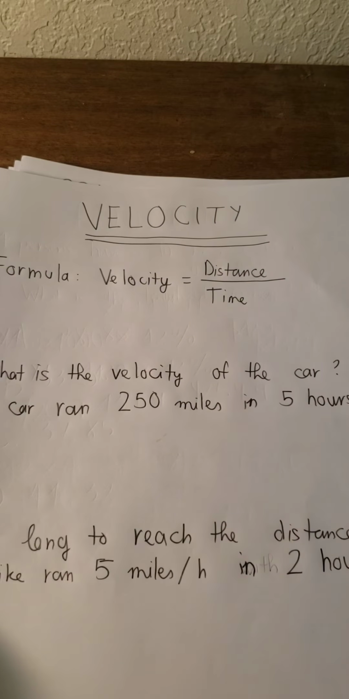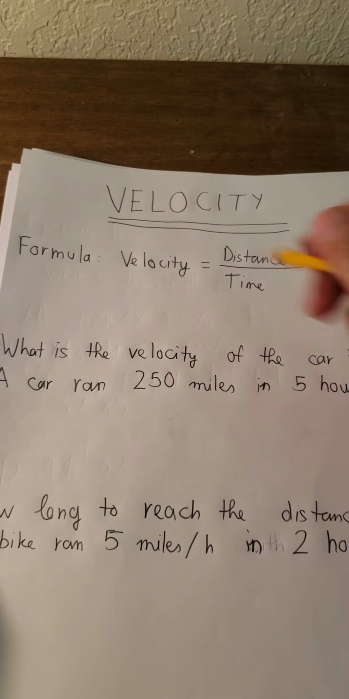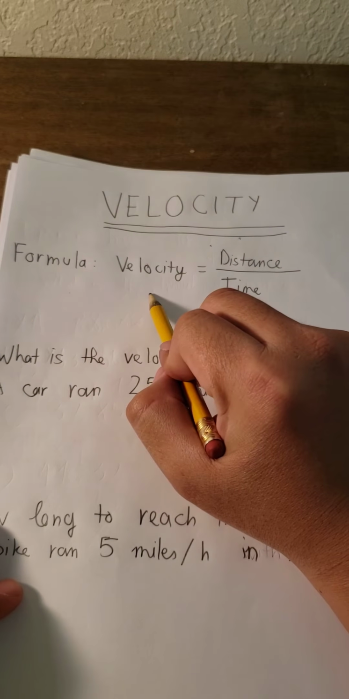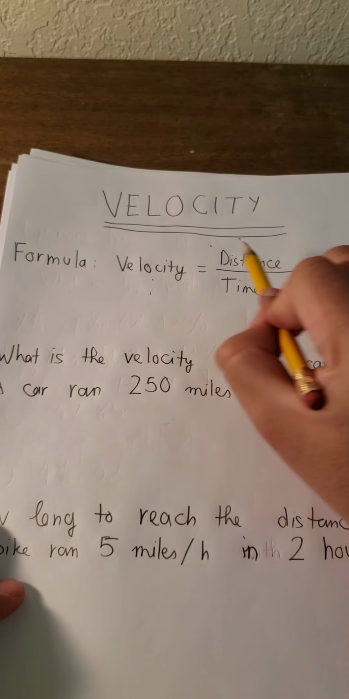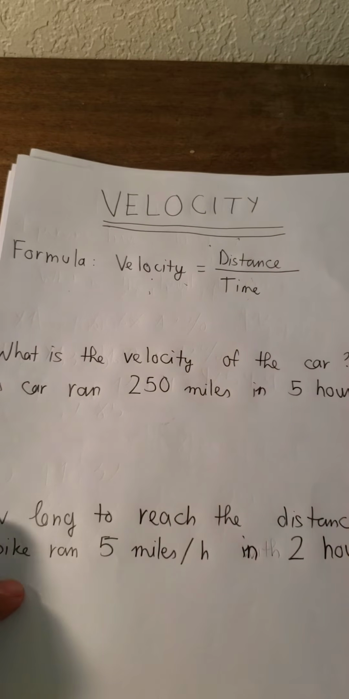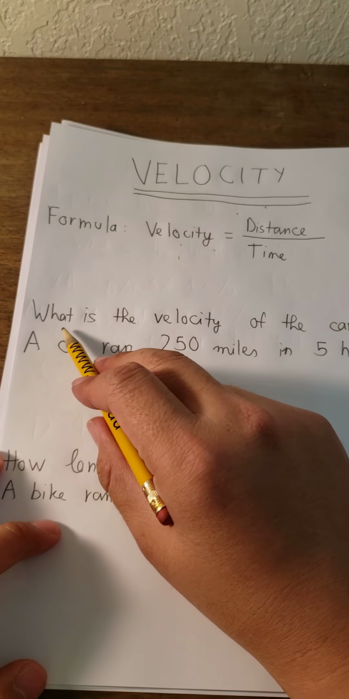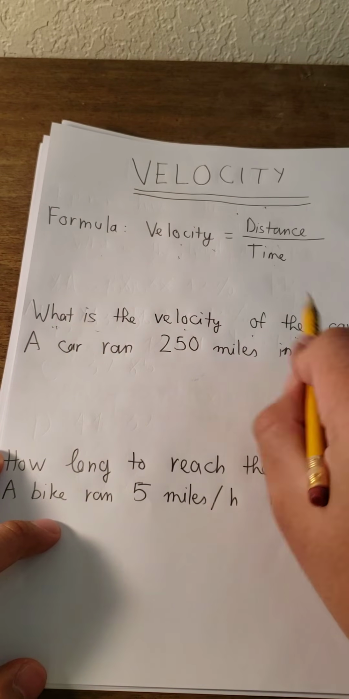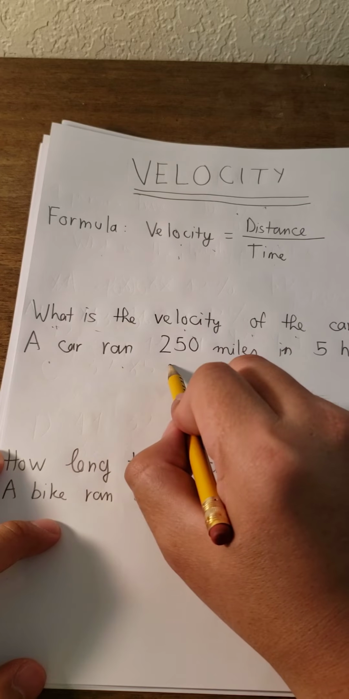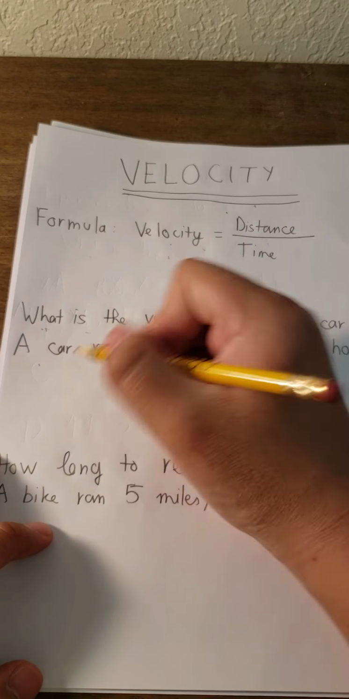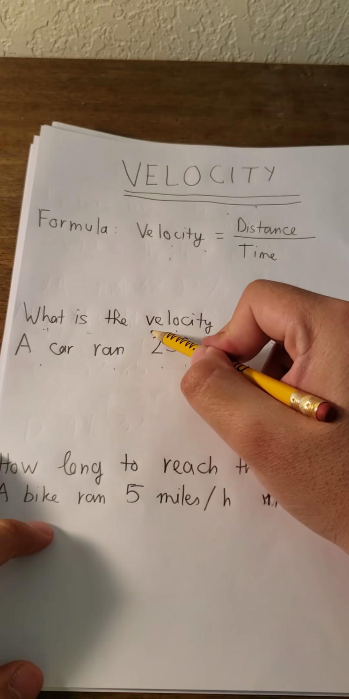Velocity will be on the test. We have the basic formula: velocity equals distance divided by time. So I have a question. What is the velocity of the car? A car ran 250 miles in 5 hours. So we need to calculate the velocity.